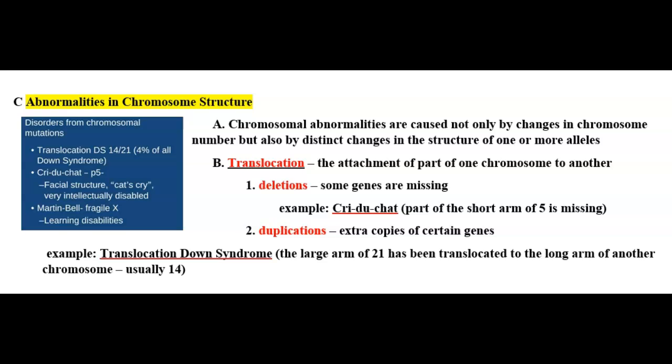But the key thing is the structure of one or more alleles. So we can have something called translocation. And actually there's several different kinds of Down syndrome, and translocation over here, Down syndrome, part of 14 goes down to 21. That's about 4% of all Down syndrome. So the attachment of part of one chromosome to another could be some deletions. Some genes are missing. Part of the short arm of 5 is missing. You can have certain parts duplicated, so extra copies of certain genes. Translocation Down syndrome, long arm of 21 is translocated to the long arm of another chromosome, usually 14.